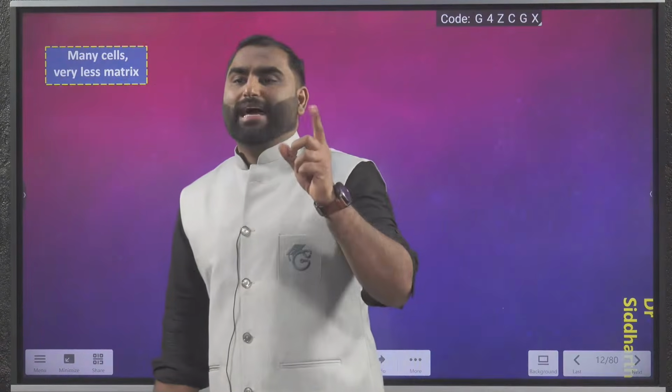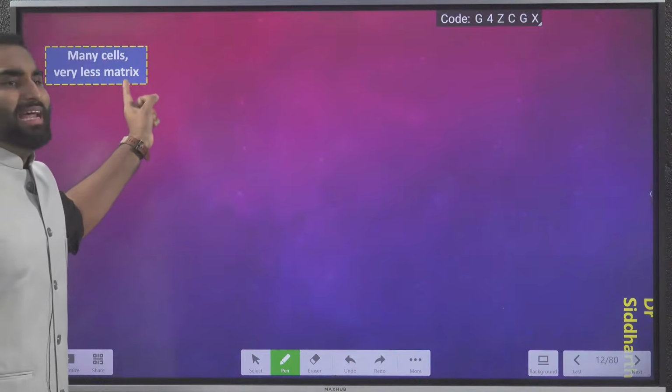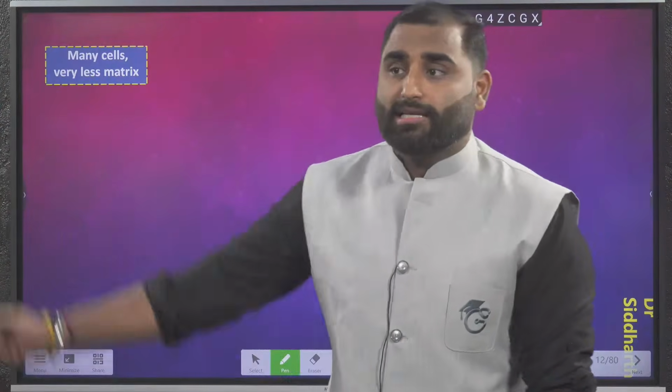Characteristic features. First characteristic feature, you can see here: many cells with very less matrix. Imagine a brick wall. Epithelium is a protective barrier. Do you want any leakage from that? Do you want any holes or any gap in that? Will you keep any gap?